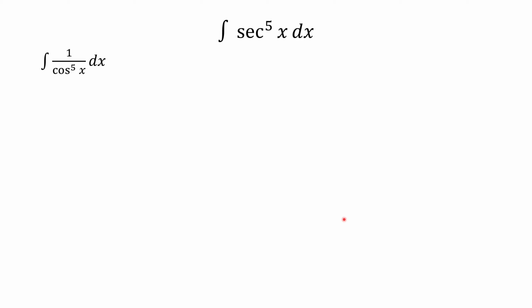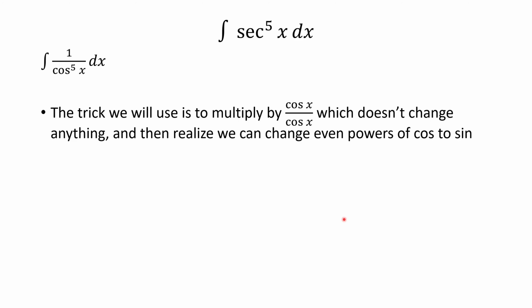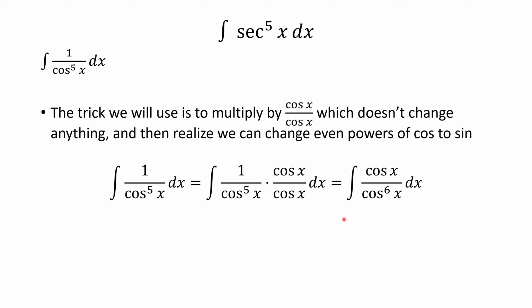So putting this together, being a little creative, the idea that I'm going to use here is we multiply by cosine over cosine, right? Which is just multiplying by 1. Doesn't change anything. And that gives us an even power. It gives us a cosine in the numerator, and an even power of cosine in the denominator. And an even power of cosine we can change into sine, which means we have sine in the denominator and cosine in the numerator, which is the derivative of sine, and suddenly we have our du. Voila.